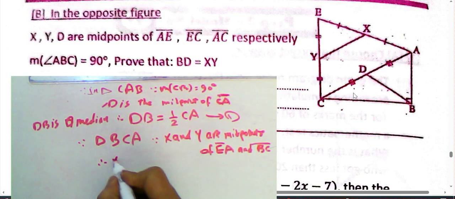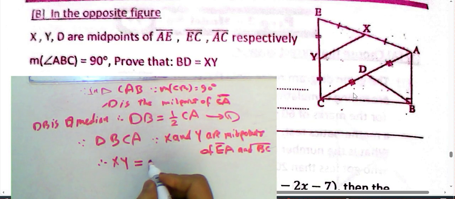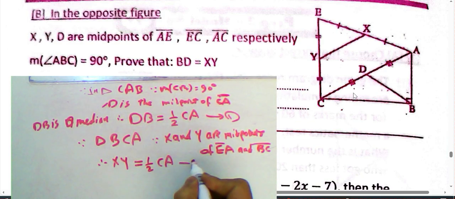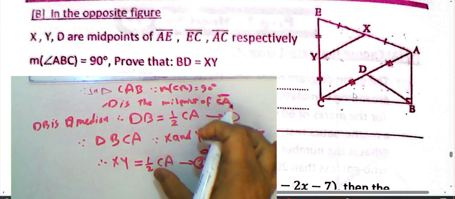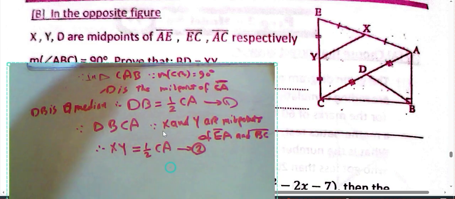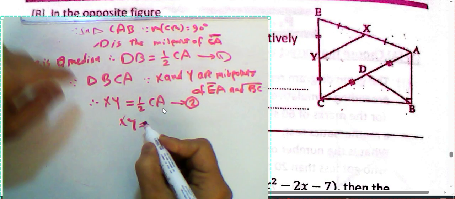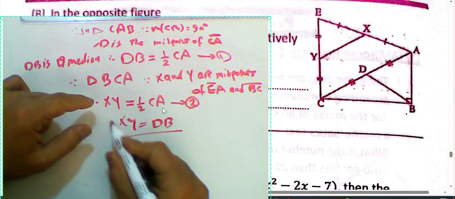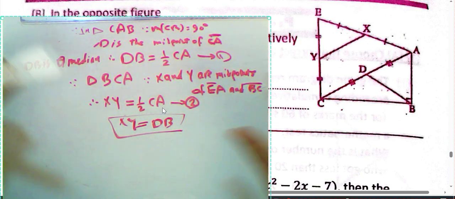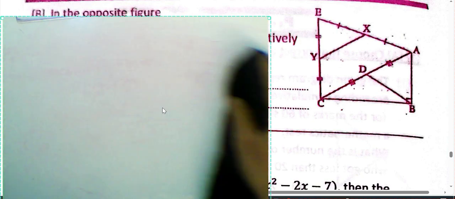Then XY will be half of CA. It's relation number 2. From relation number 1 and 2, left hand side equals left hand side, because right hand side equals right hand side. Then XY equals DB. It's an important question. Maybe it will come in the exam this year.